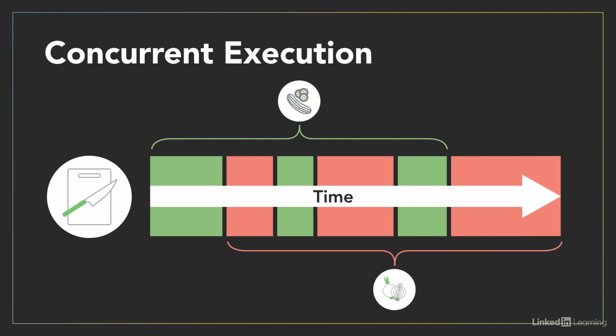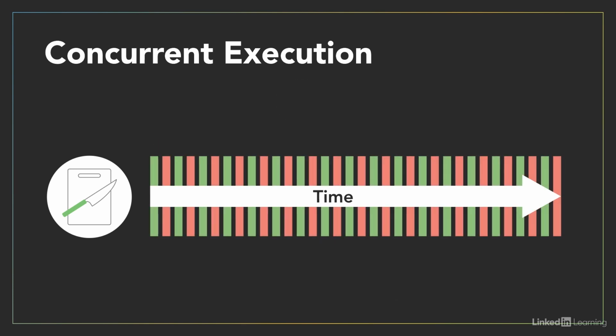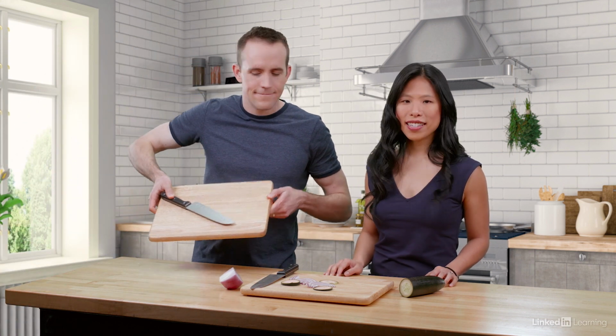However, since we only have a single processor, only one of us will actually be executing at any instant in time. If we swap places and take turns more frequently, it might create the illusion that we're executing simultaneously on our single processor, but this is not true parallel execution. To actually execute in parallel, we need parallel hardware. In our kitchen, that means another knife and cutting board, a second processor.